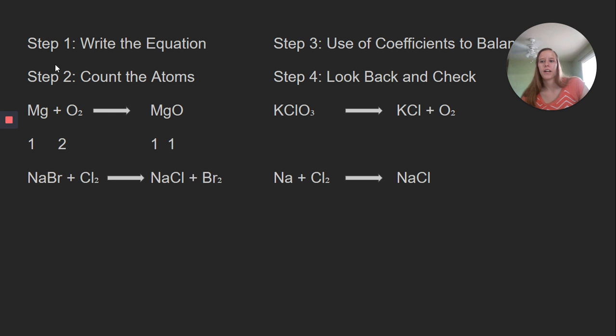So now we're going to count the atoms. Since there's nothing written, the magnesium only has 1. There's a little 2, so we know oxygen is 2. And then the final, we have 1 and 1.